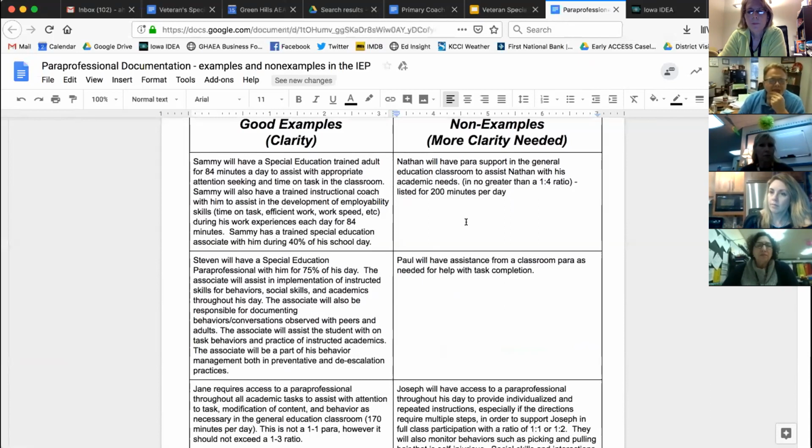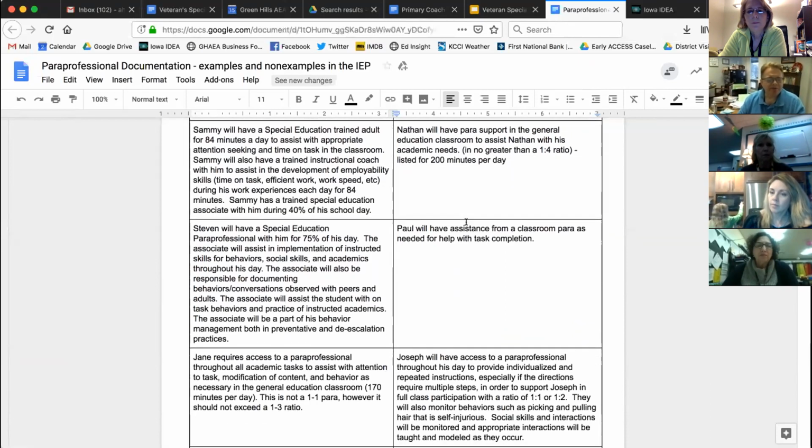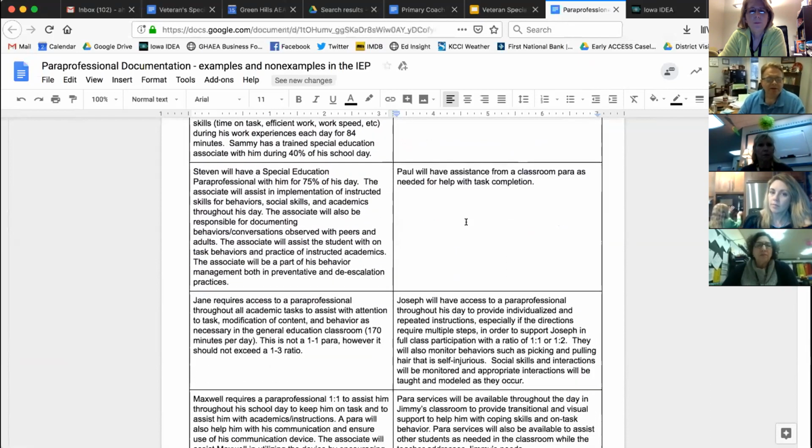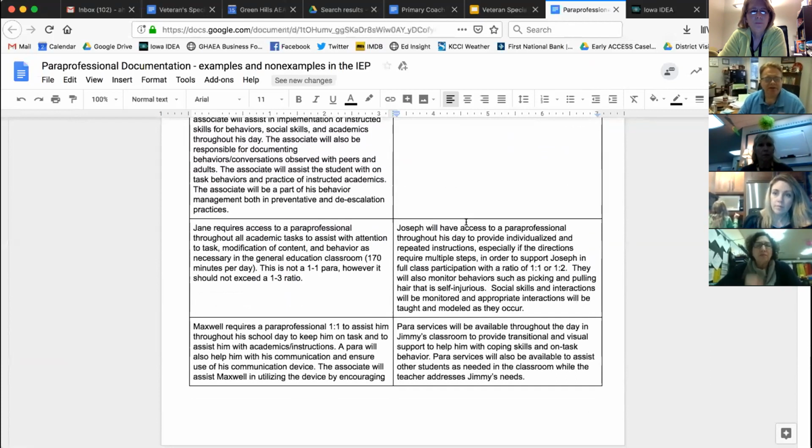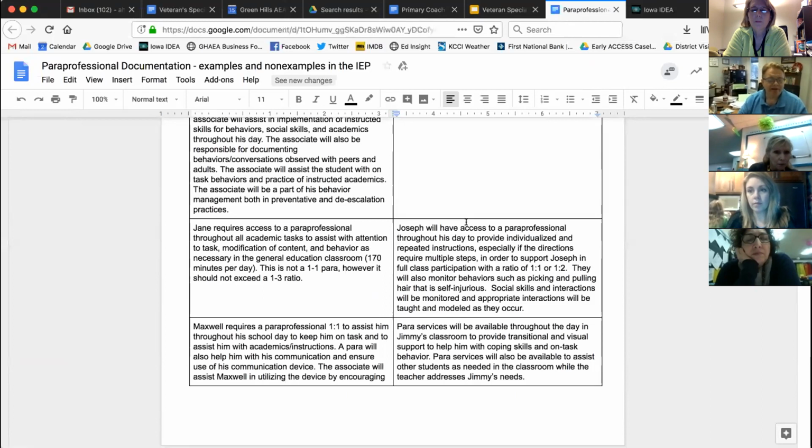And I think you can see it on the screen here, but a couple down where it says Jane, maybe just some different way. This one says Jane requires access to a paraprofessional throughout all academic tasks to assist with attention to task, modification of content and behavior as necessary in the general education classroom, 170 minutes per day. This is not a one-on-one para, however, it should not exceed a 1-to-3 ratio.